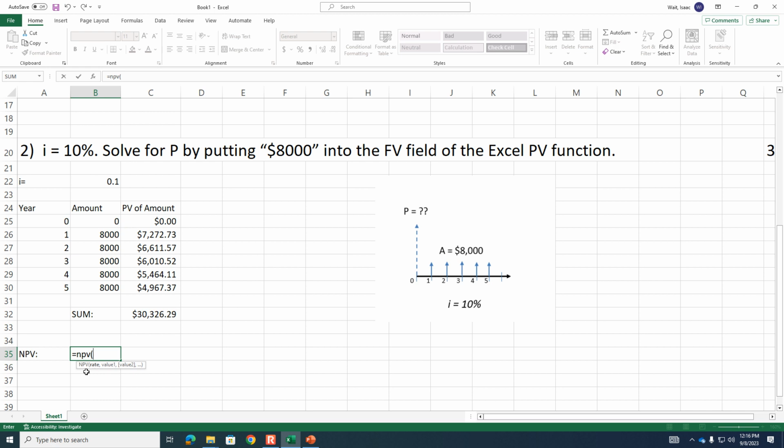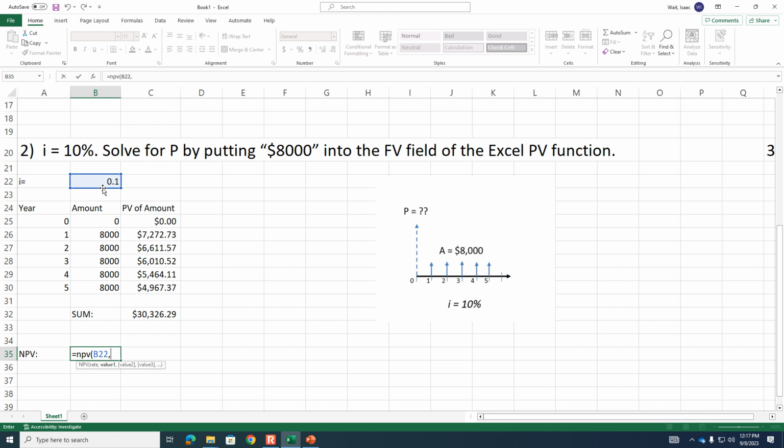So it says, tell me the rate. Okay, so I'll click in this location. I can lock it or not lock it. It doesn't matter because I'm not going to be applying the NPV function to successive rows. So that's why I'm not going to lock the reference there. Okay, now with the comma, it's going to ask for values.